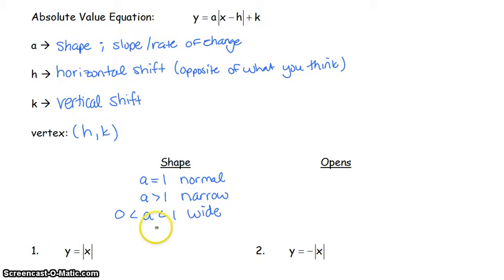Be very careful. Just because it's a fraction doesn't mean it's going to be wide. If you have a fraction like 3/2, 3/2 is 1.5, which means it's greater than 1, which means it's going to be narrow. So make sure that your number is between 0 and 1, making it a wide shape. If a is positive, then it's going to open up. If a is negative, then it's going to open down.